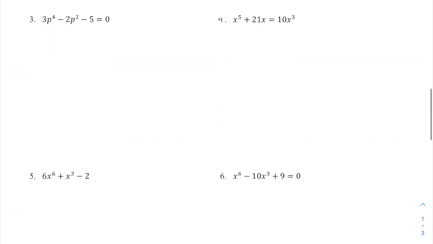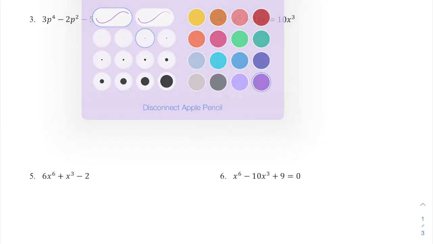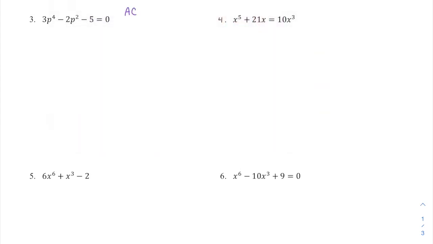Looking at number 3, it has a similar structure, but a is not equal to 1, which means I'm going to have to use the AC method. So AC here is negative 15. Factors of negative 15 that add to negative 2 are going to be negative 5 and positive 3. So my first term stays. I want to split up my middle term. So I'm going to do plus 3p squared instead of just p because I need them to be a p squared term, and then minus 5p squared minus 5 equals 0. Go ahead, try to solve that out.